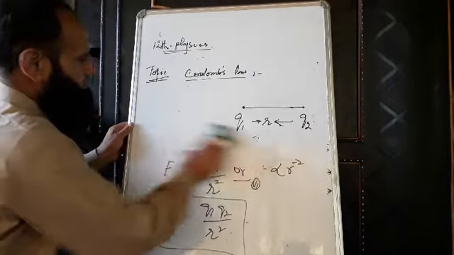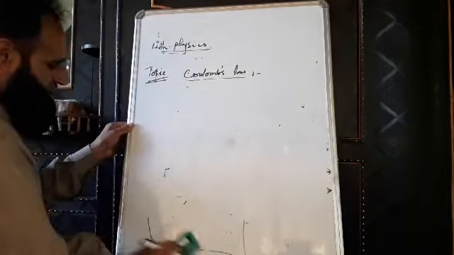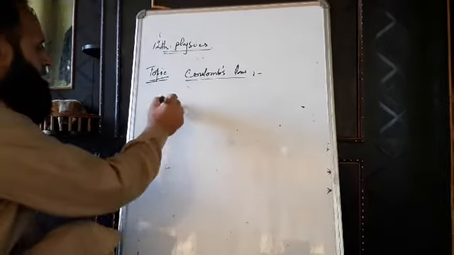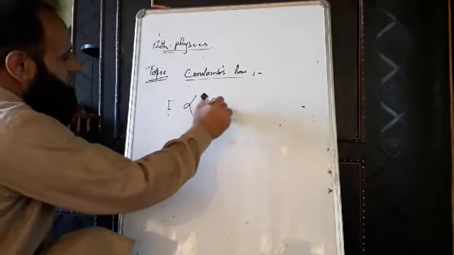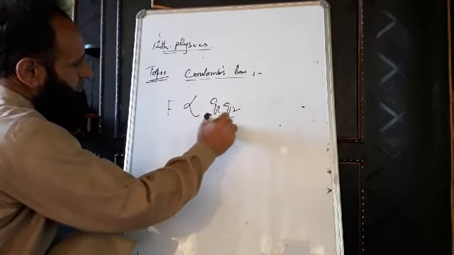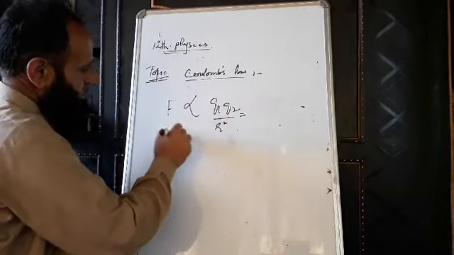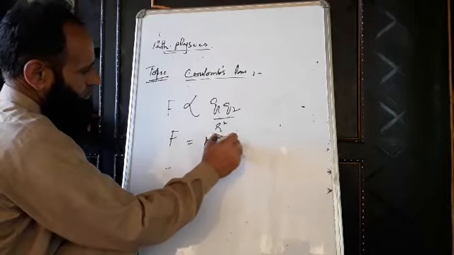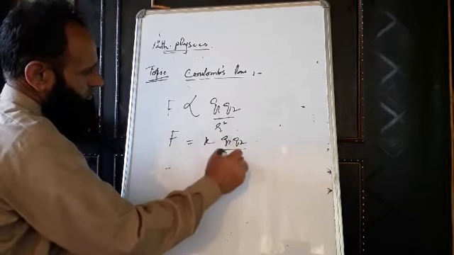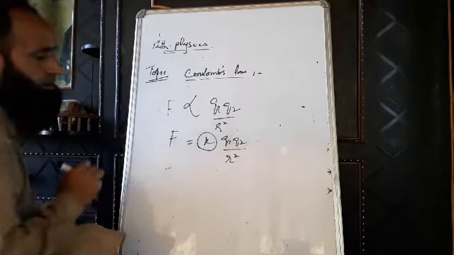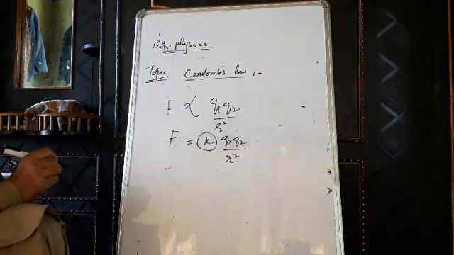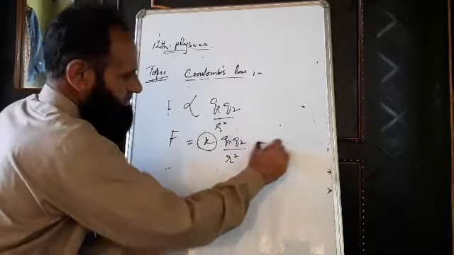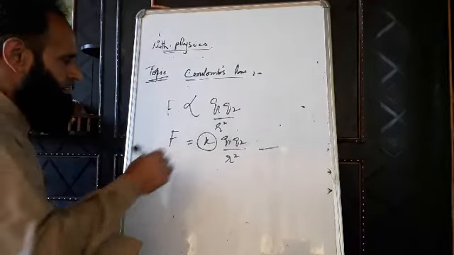So let this F be proportional to Q1 Q2 divided by r square. We can take it as F is equal to K Q1 Q2 divided by r square. What is this K? K is a constant of proportionality, known as Coulomb's constant.